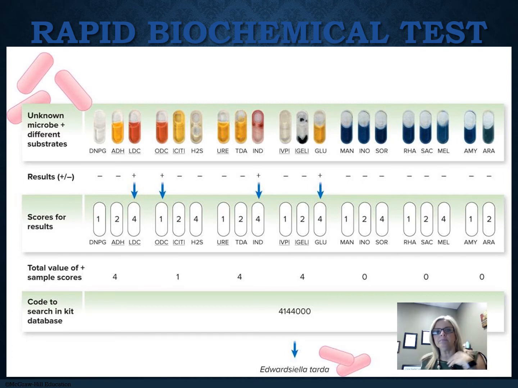So the organism here is going to produce positive results. In this case, it's going to be 4 positive results here. We've got LDC, ODC, IND, or GLU, which could probably represent glucose, and some other substrates that a particular enzyme may act on. So after inoculation with the unknown sample, the colors of the wells can indicate a positive or negative reaction. And the particular combination of colors are actually converted to a code which indicates the identity of the bacteria, because it's going to be referenced against a database. All right.